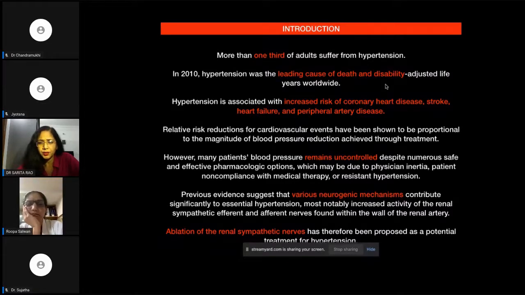What exactly is the reason? You can say it's a combination of things like physician inertia, patient non-compliance, or resistant hypertension. Previous evidence has suggested that various neurogenic mechanisms do contribute significantly to essential hypertension, and most notably increased activity of the renal sympathetic efferent and afferent nerves found within the wall of the renal arteries. Now, the ablation of the renal sympathetic nerves has henceforth been proposed as a potential treatment for hypertension.